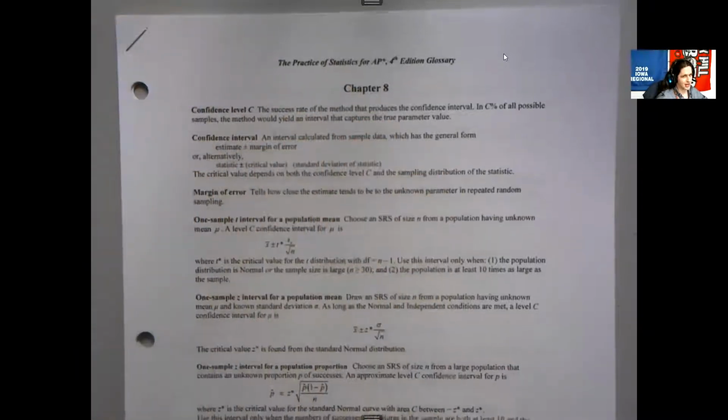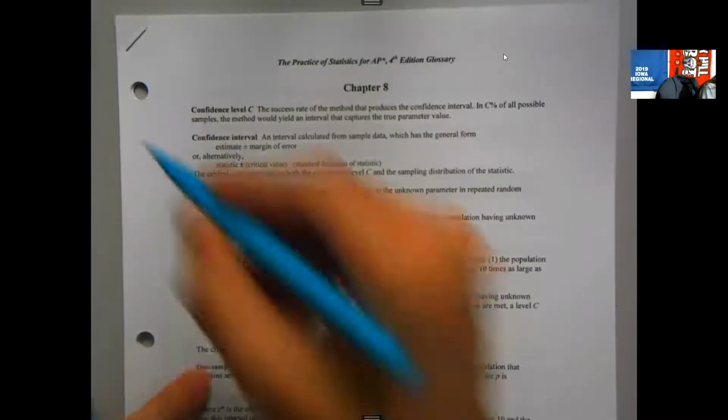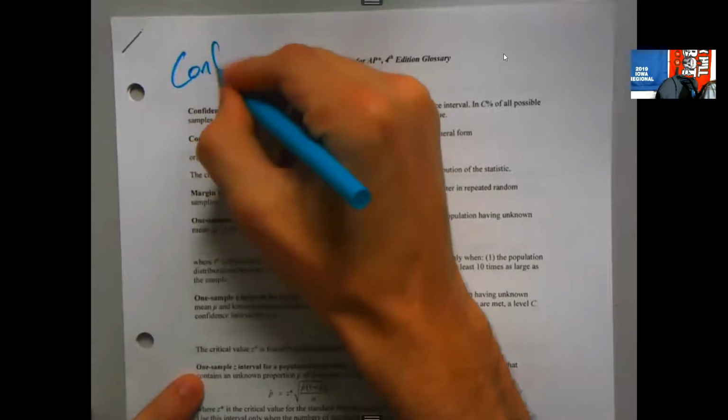You're going to find that this is chapters 8 and 10. We're going to put some things together. Chapter 10 is a bunch of 2 sample stuff that we're going to combine with our 1 sample stuff. What are we doing with our 1 sample? In chapter 8, we are going to be creating confidence intervals.